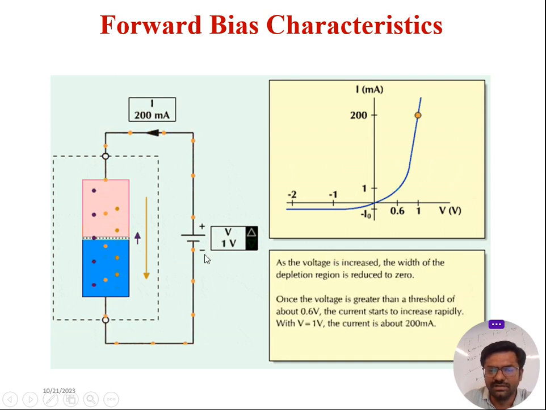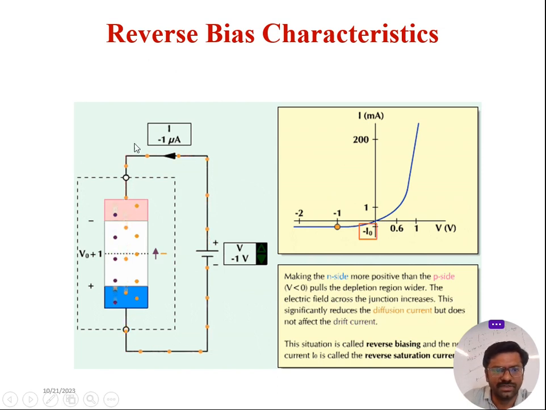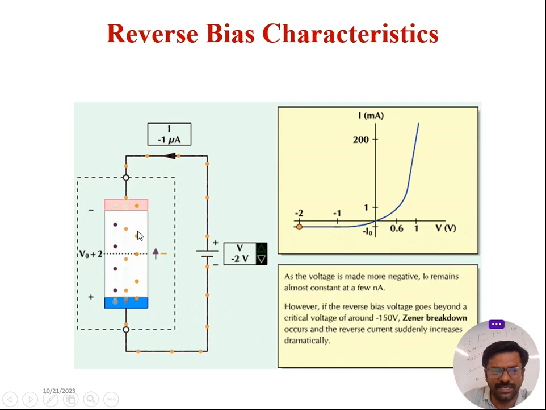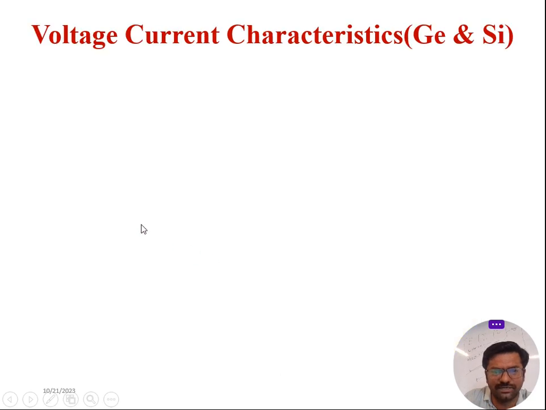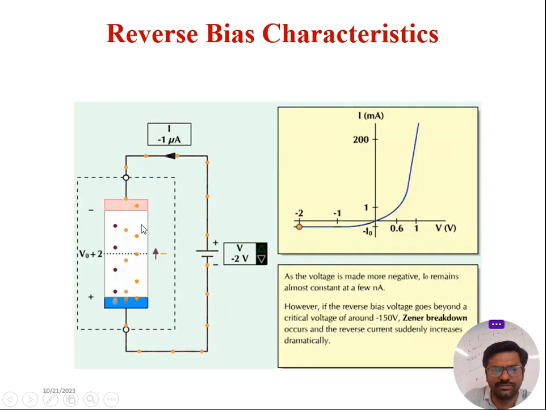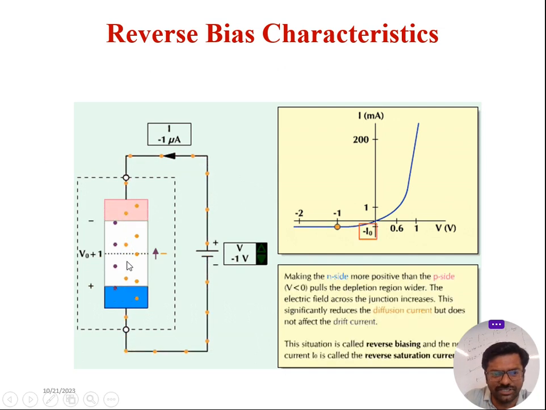Fine. Now we will see what happens during reverse bias. What is reverse bias? If the P type material is connected to the negative terminal of the battery, and the N type material is connected to the positive terminal of the battery, the diode goes to reverse bias, and the depletion region, you can observe, is very, very wide.